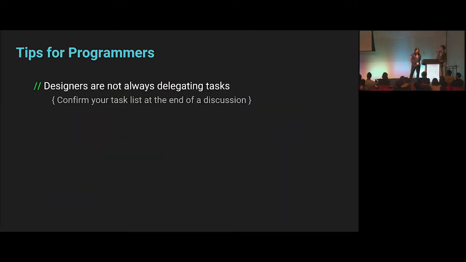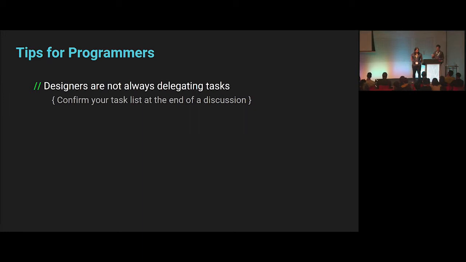All right, so what are some ways that we can get around this? For programmers, note that when a designer talks to you, they're not always delegating tasks. Sometimes they're actually trying to talk through an idea and figure something out. It's always good to talk to people in different fields to figure out your ideas. Note that they might have also figured out the idea for themselves, but they want you to know so you can think about it in the back of your head.